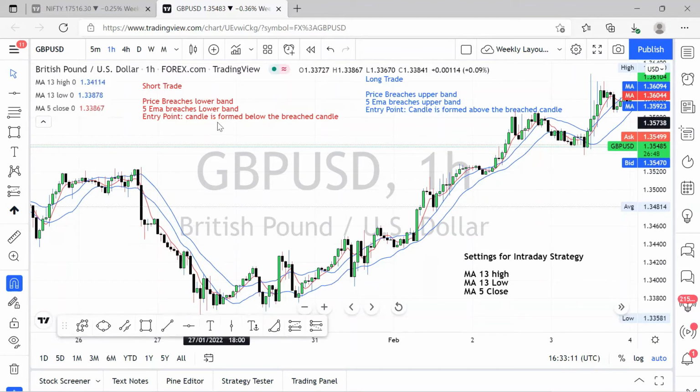And the entry point is the candle that's formed below the breach candle. So there's the breach candle, there's the candle formed. Always try and enter after the close of this candle, so it gives you better results. Then as you can see, it made that symbol.